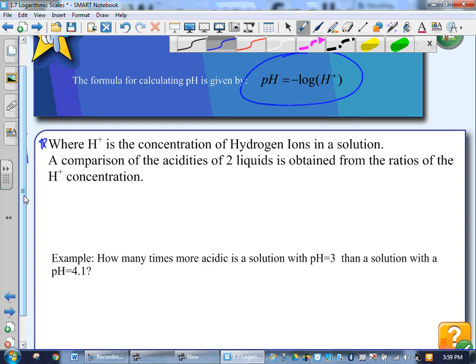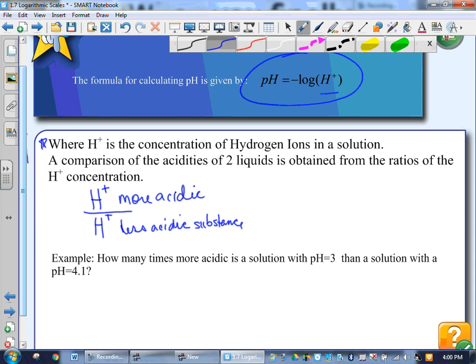So I have the H+ concentration of the more acidic divided by the amount of hydrogen ions in the less acidic substance. So that's my comparison, but if you notice in the formula that it gives, the concentration of hydrogen ions isn't isolated. So that's what we're going to have to do right away.